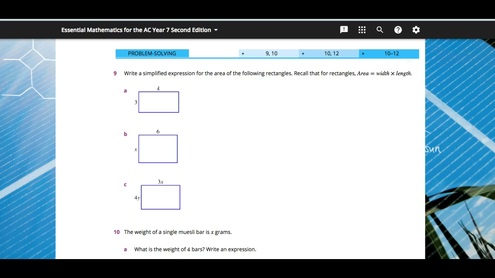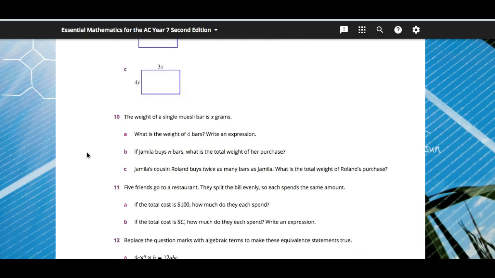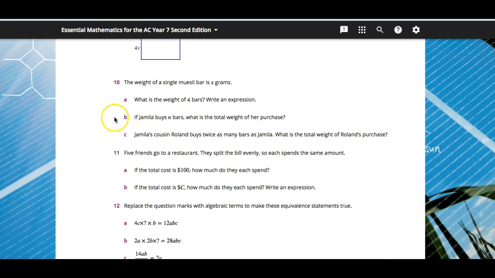Now it'd be a good idea to continue going with these worded questions. Okay, even if you just did 10 and 11, and do ask for help if you need it.